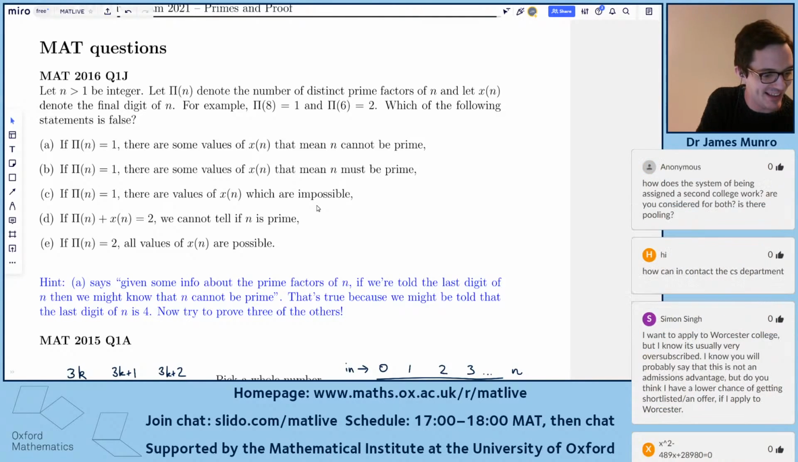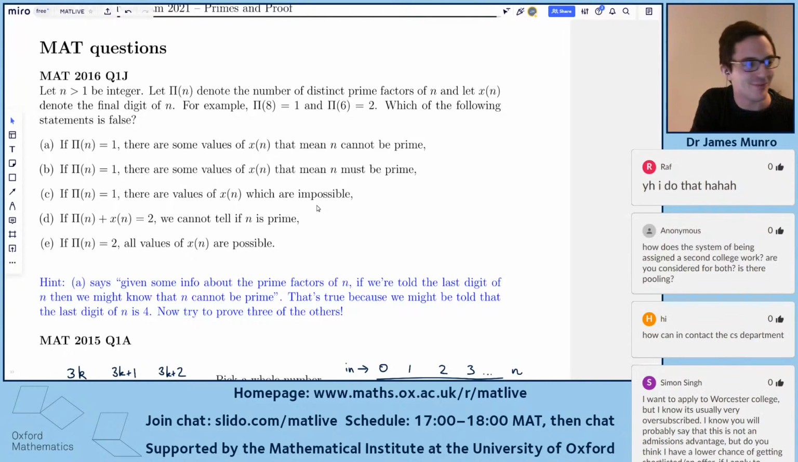How does the system of being assigned a second college work? We have a random algorithm for it. Are you considered for both? Is there pooling? It's random. We assign you a second college at random. If you're shortlisted, you get given a second college. It is random.